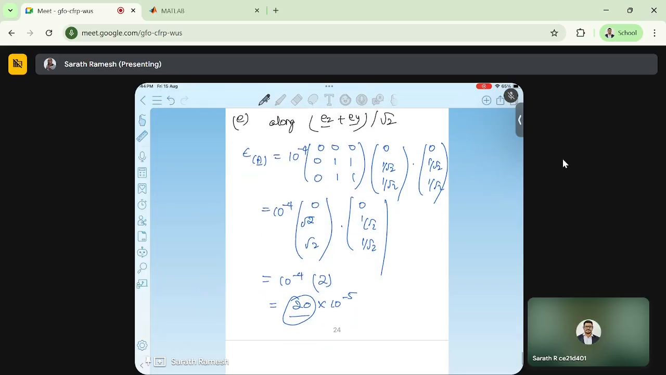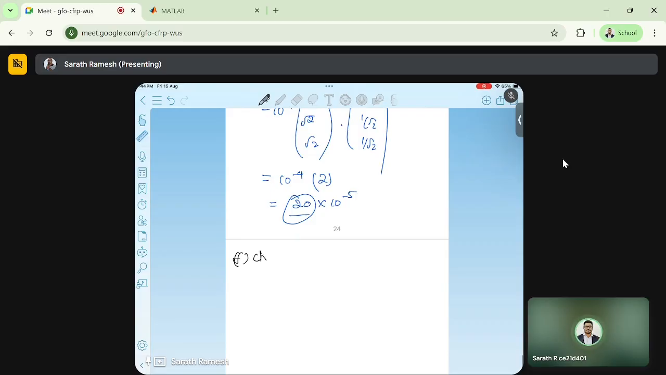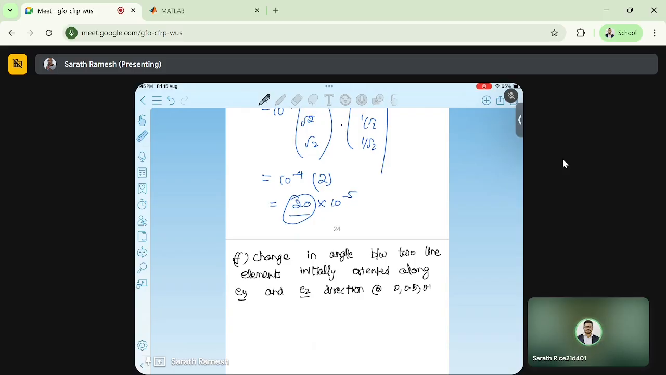Next, part F. We have to find the change in angle between two line segments, initially oriented along the EY and EZ direction at 0, 0.5, 0.5, computed using epsilon, because here it is possible, in degrees. Okay, change in angle.